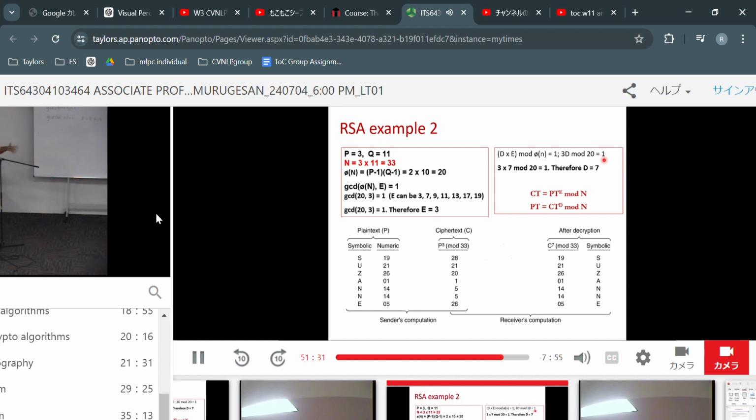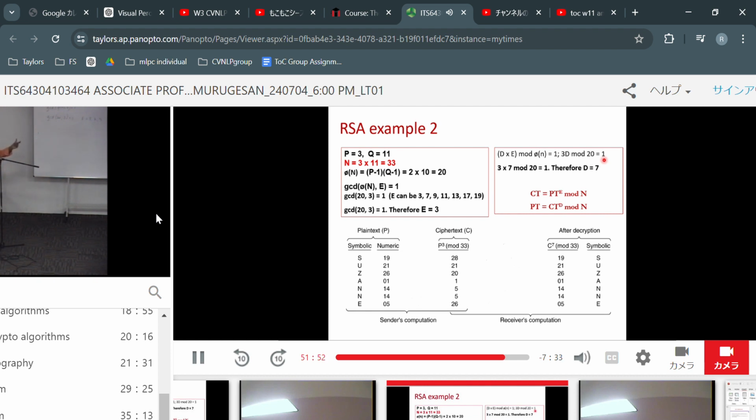Okay, 3D mod 20 is equal to 1. This problem is trivial, meaning the solution is visible already, because we know 21 mod 20 is equal to 1. So D should be 7, because E is known, 3 is known. 3 times 7 is 21, so 21 mod 20 is equal to 1. So D should be 7.